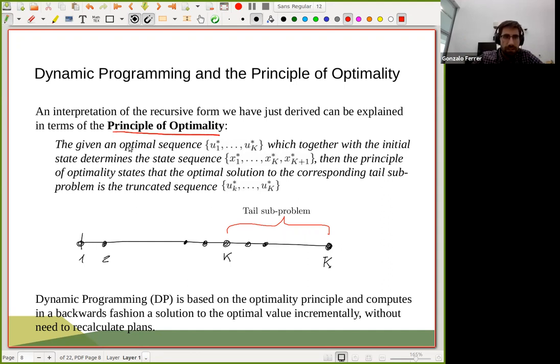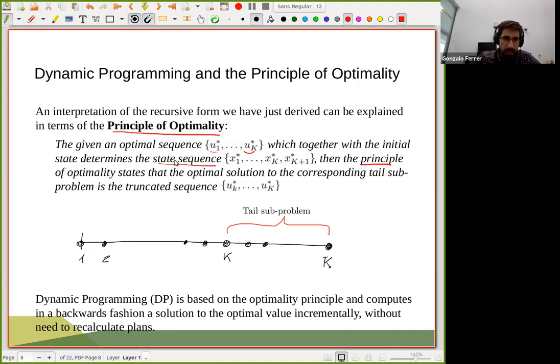So the definition is this: we have an optimal sequence, in this case of length capital K, and if we have an initial state, we can determine what this optimal state sequence is. For now, we are not saying how to solve it, but we are just saying, look, you have solved the plan, you have all the actions for this length, and then this is the trajectory, or the sequence of states we get.